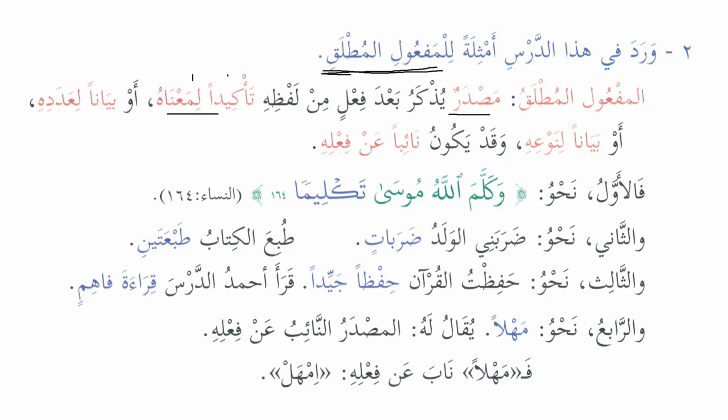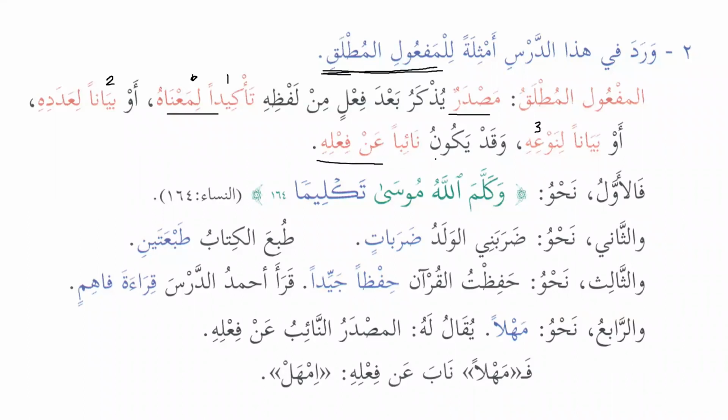That's number 1, ta'kidan lima'nahu. Aw bayanan li'adadihi, and number 2, it is used to describe the number. Aw bayanan linaw'ihi, or it is used to describe the type. Wa qad yakunu na'iban an fi'lihi, and sometimes it becomes the deputy of the verb, as we can see over here. Na'iban an fi'lihi, it becomes the deputy of the verb. So what does that mean? We will see over here. That means the verb is omitted and the masdar is used instead.